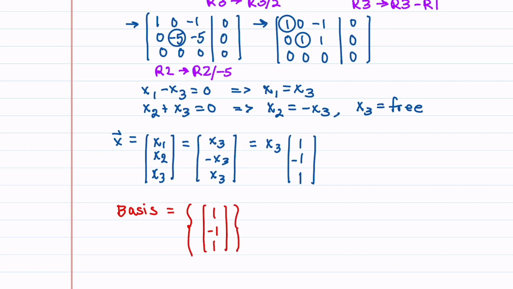And then lastly, let's talk about the geometric description. Our basis contains one vector, so our geometric description of our basis is that it's going to be a line, and our vector is an element of R3, so we're going to have a line in R3.